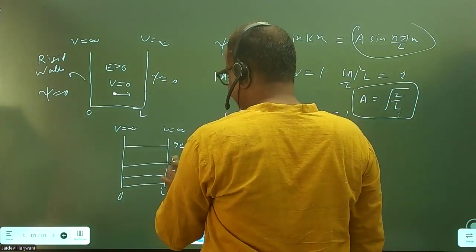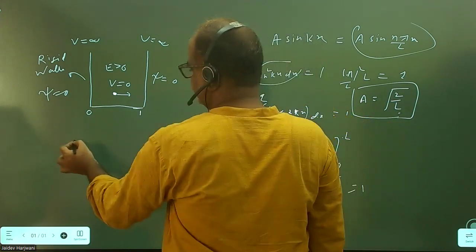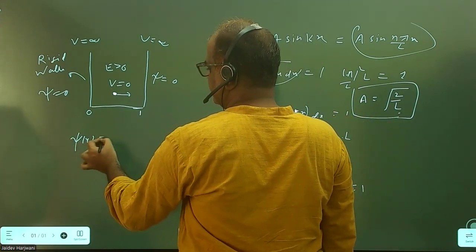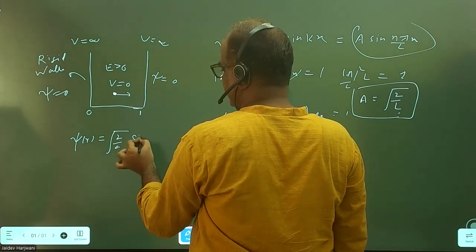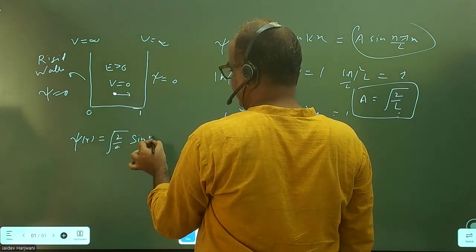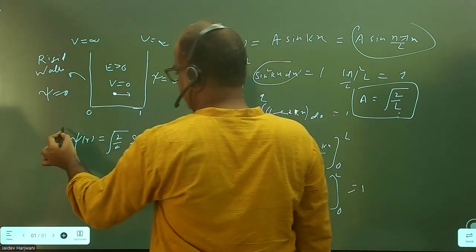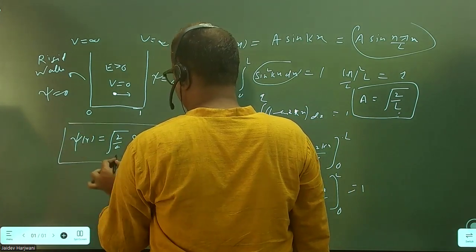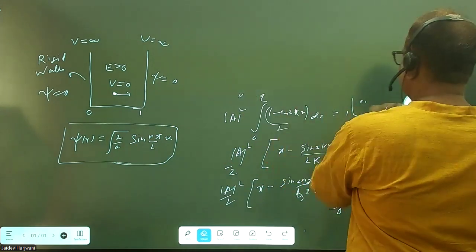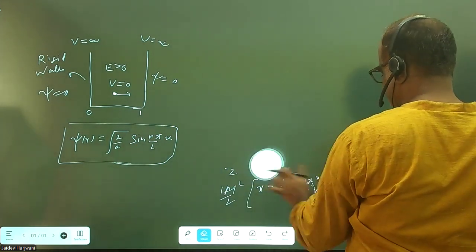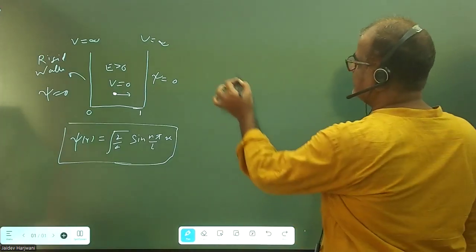So now my function becomes psi(x) equal to root 2 by L sin n pi by L x. This is my function. Now let us draw the functions.